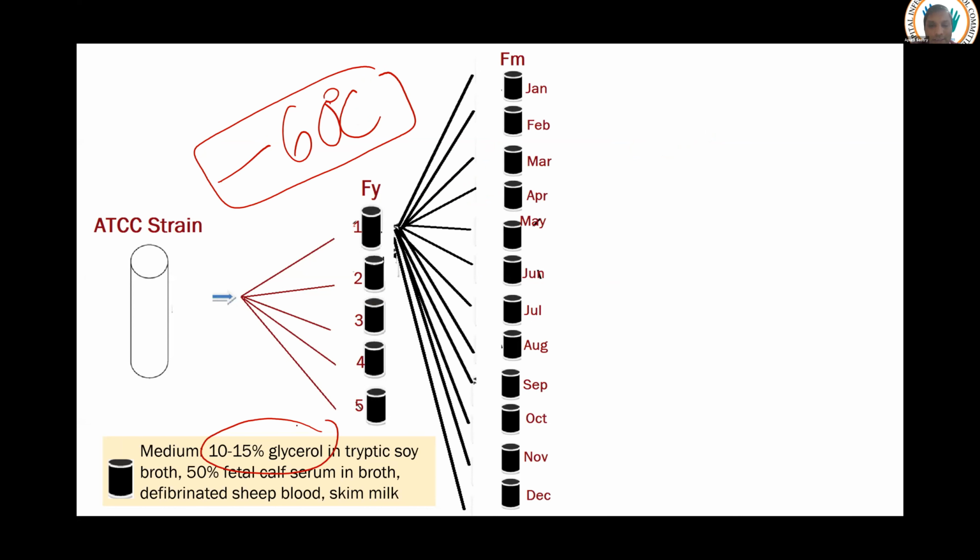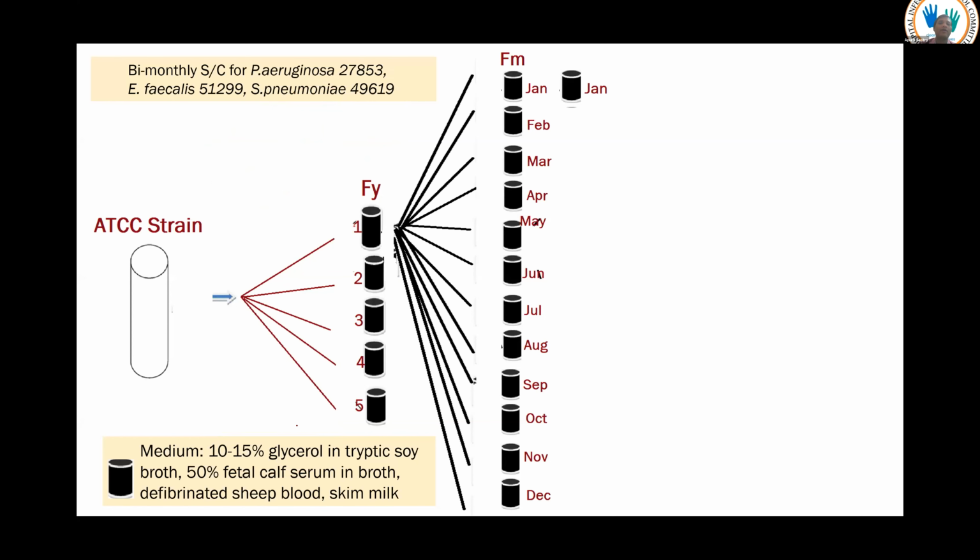Then what you do is, at the start of every month, for example this month is July. Before that, what I want to say is, there are some QC strains, for example Pseudomonas 27853, E. faecalis, and Streptococcus pneumoniae. These are the 3 QC strains for which bi-monthly subcultures are needed.